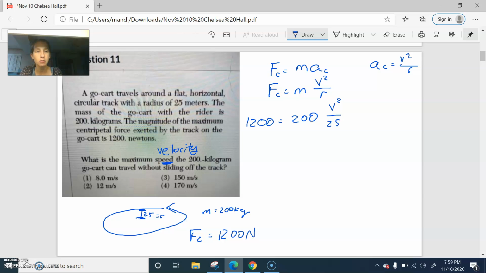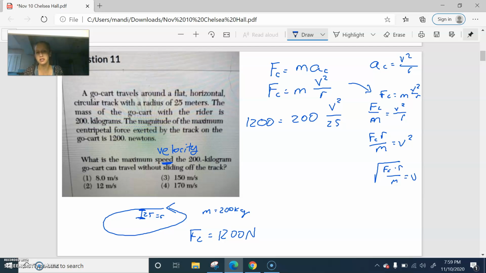I like moving numbers around, not letters. If you want to move letters around, you can. You can say F_c equals mv squared over r. So I'm going to divide both sides by m and get F_c over m equals v squared over r. We'll multiply by r. So F_c times r over m equals v squared. So the square root of F_c times r over m, that's your velocity. I prefer to move numbers around.